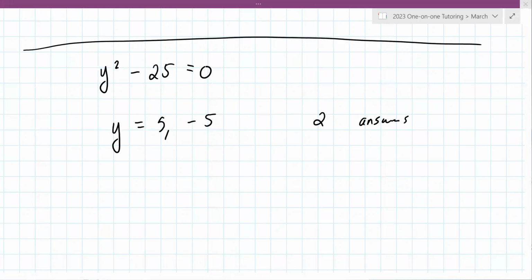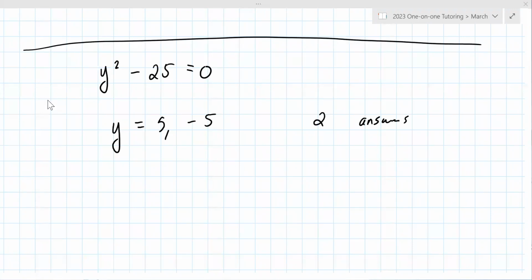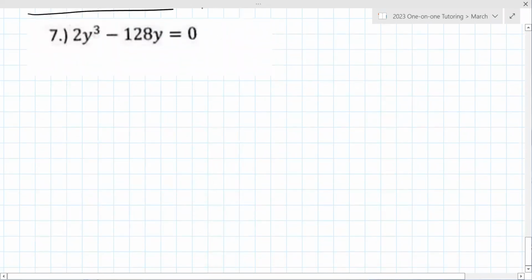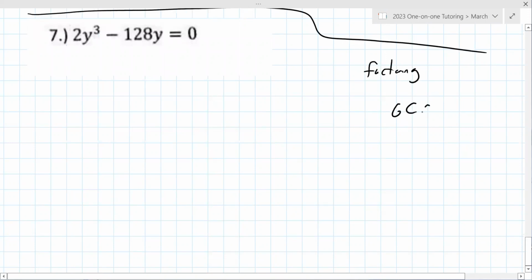All right, so let's look at number 7. New type of problem here. The very first type of factoring that they should have mentioned in class is what's called a greatest common factor. You always look for a greatest common factor, and it could be a number, it could be a variable, it could be both. This one is both. There's both a number and a letter that goes into both of these terms. Can you tell me what either of those are? 2 and y.